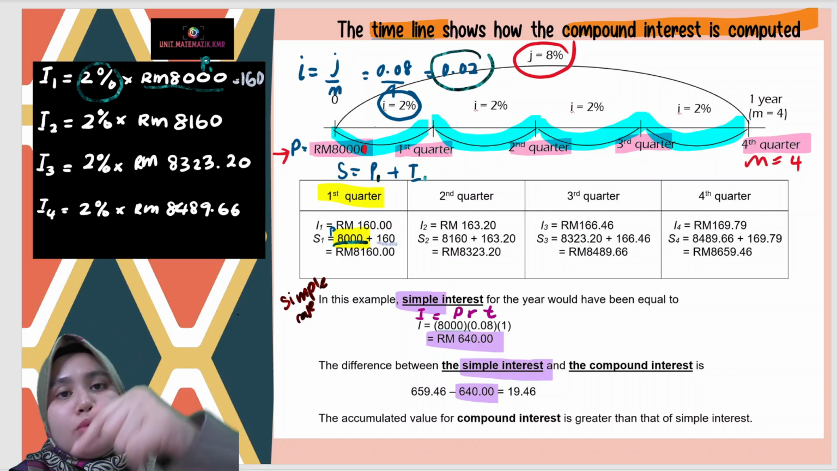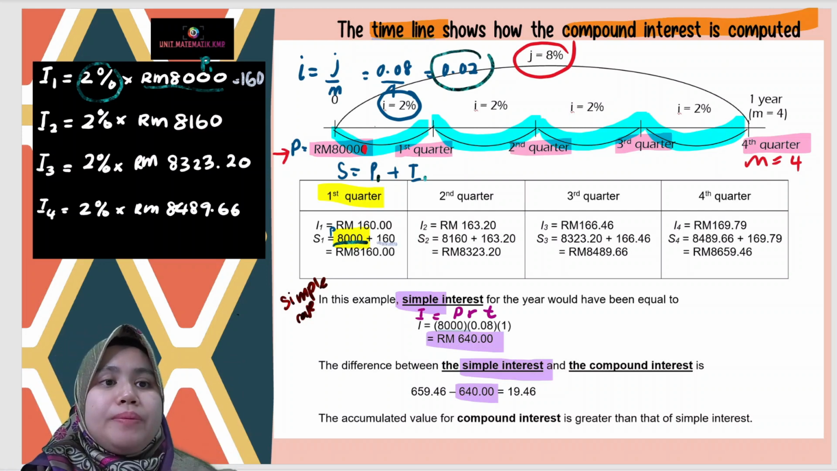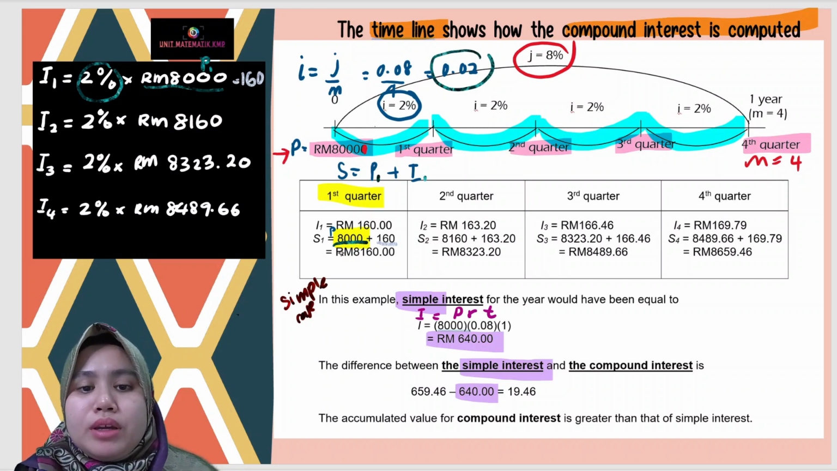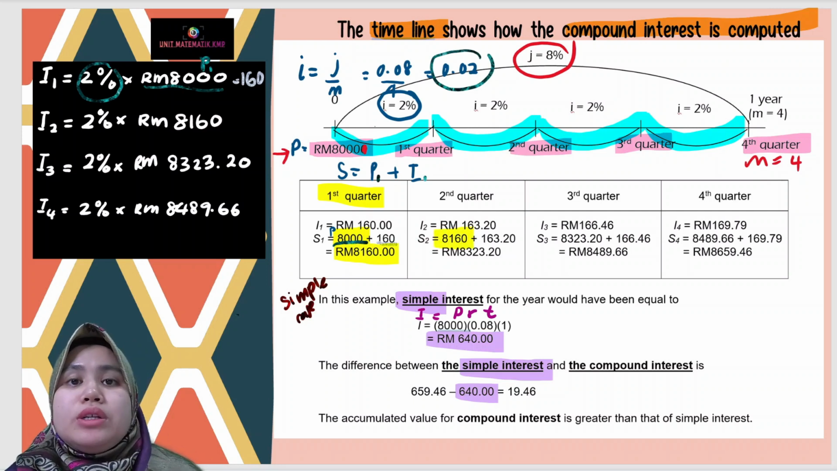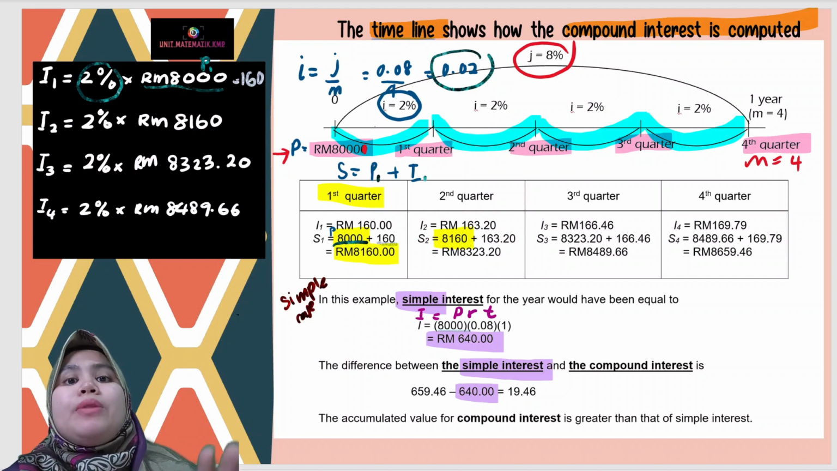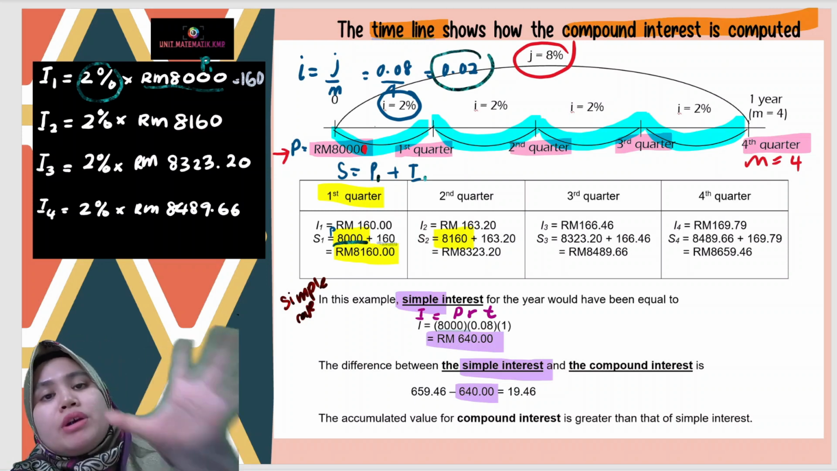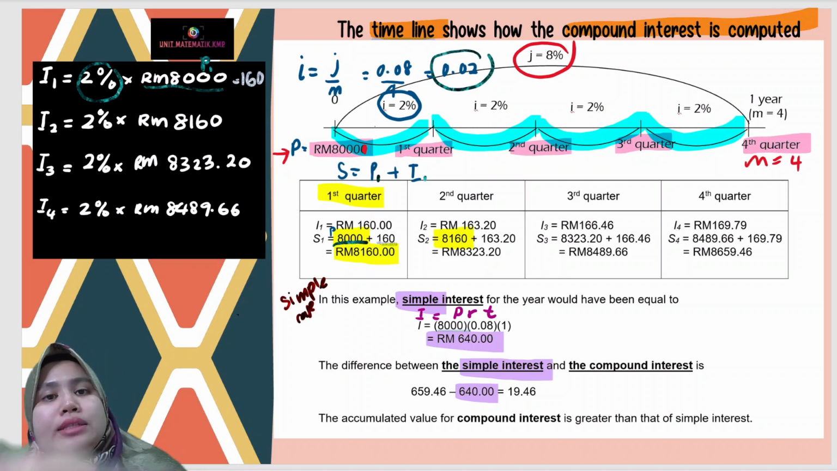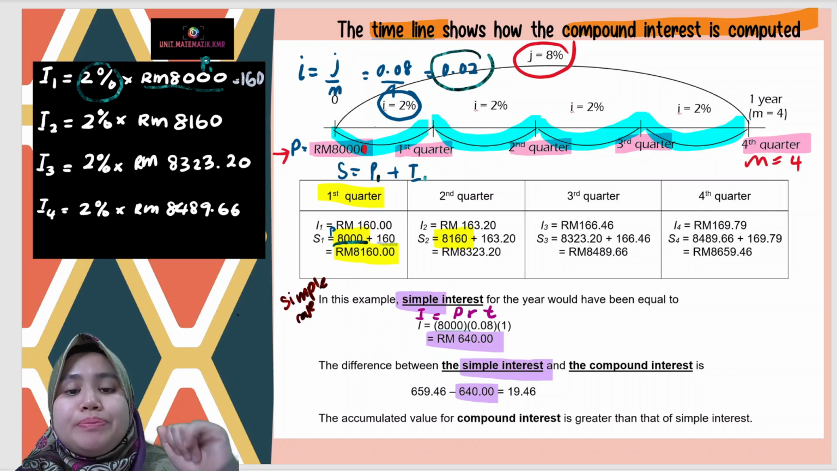Next, we need to move to the second quarter. For the second quarter, again, your S takes the latest P. Your principal is already changed because we move to the next quarter. Because this is compound, it's not the same as simple. For simple, you just calculate once, but for compound, we have to calculate, stop, take the latest value, and calculate, stop, take the latest value, and so on. You get what I mean?